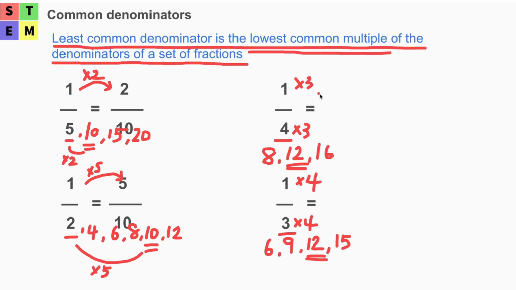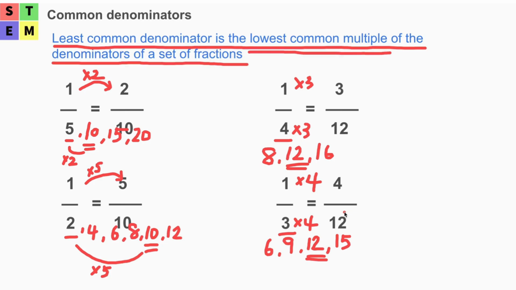So it will be 1 times 3 over 4 times 3, which is 3 over 12, and 1 times 4 over 3 times 4, which is 4 over 12. Let's take a look at the result: yes, 3 over 12 and 4 over 12.